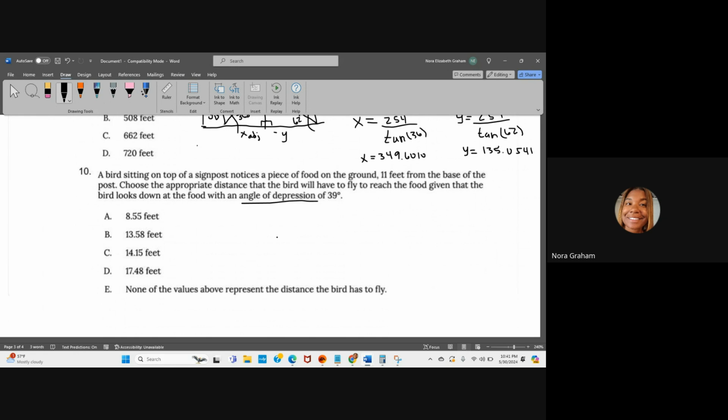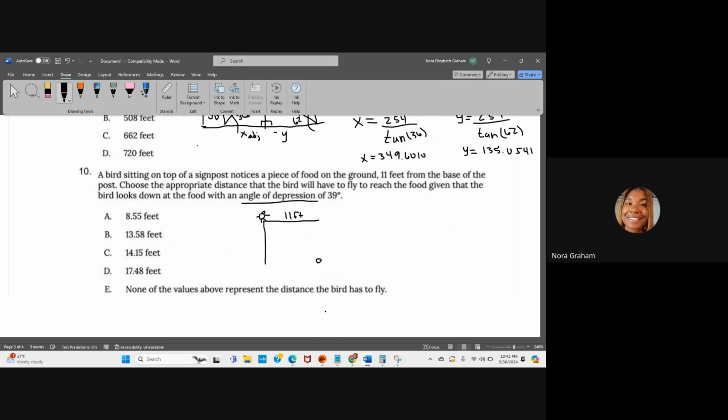So as usual, let's go ahead and draw a picture. Let's imagine we have a little bird. I am not an artist, so let's just call that a bird. And there's a piece of food on the ground. We'll say that's the food. They want to know the distance to get to that food. So from here to here, that's 11 feet that they told us, 11 feet from the base of the post. So that's 11 feet.